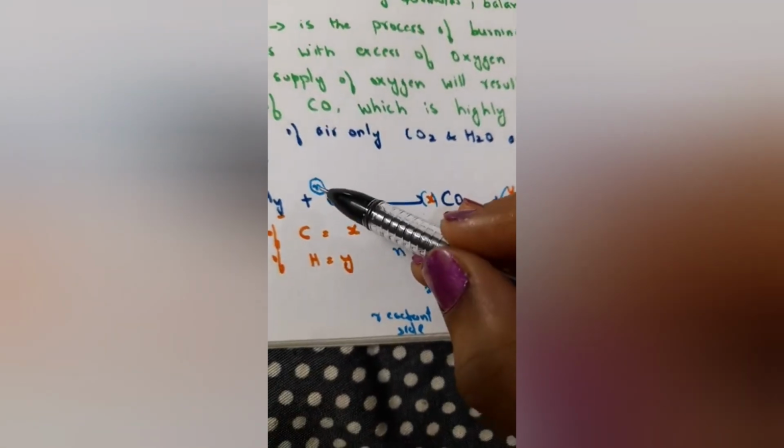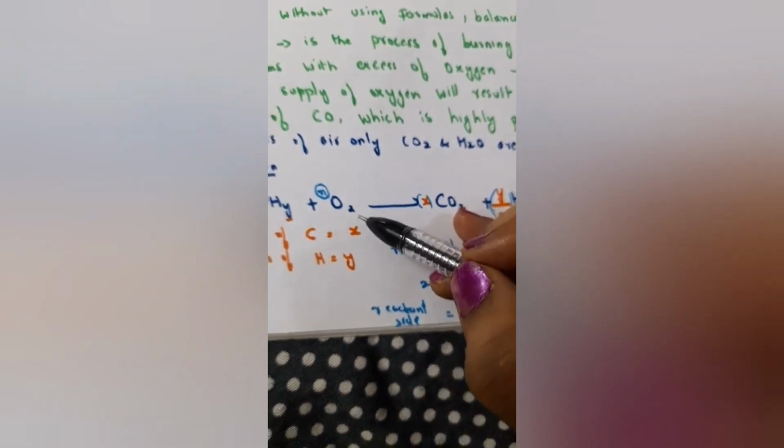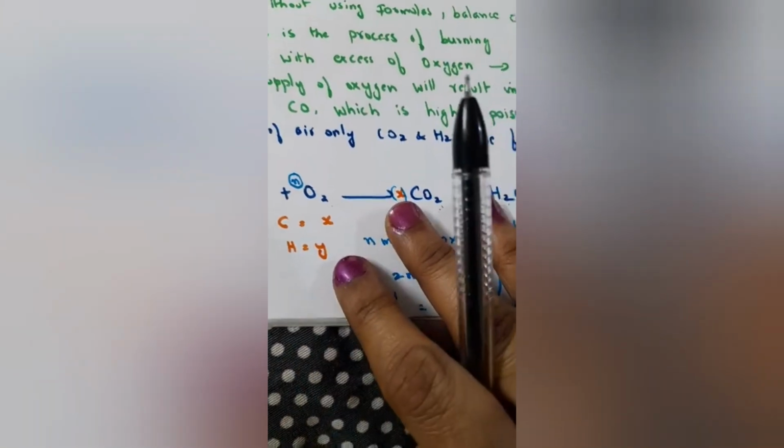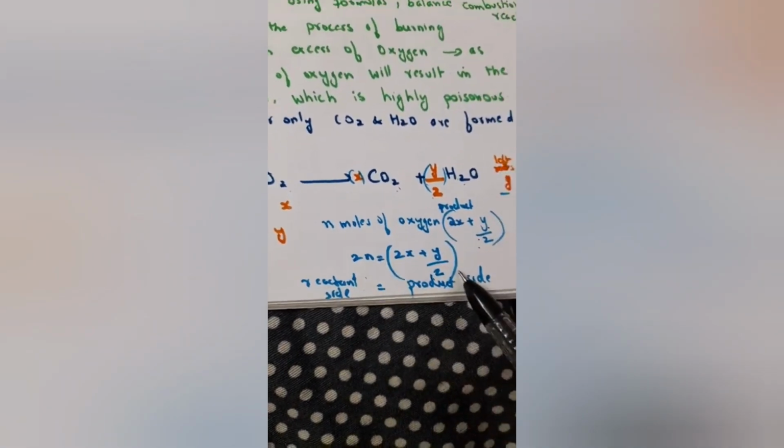So, we think let it be n moles of oxygen in the reactant side. So, 2 into n, 2n. See, both the sides it has to be equally balanced. So, we will just take 2 into n is equal to 2x plus y by 2. We are equating right hand side and left hand side, reactant side and product side.